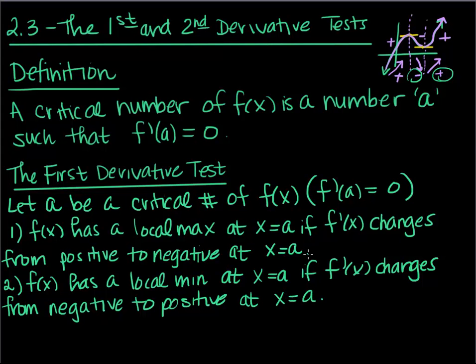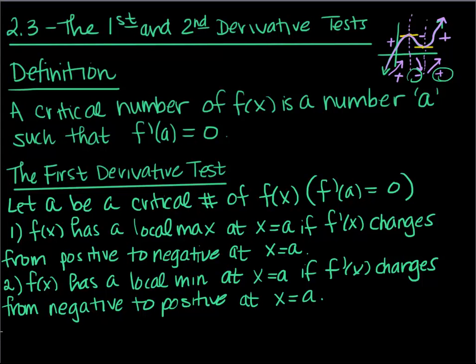Okay, so that's pretty big for the first derivative test. We can determine if we have a max or a min just by knowing what the first derivative does at that value of x. I don't even have to graph it. That's the beauty of the first derivative. So what could happen here? It could go from positive to negative or negative to positive, or there could be no change.